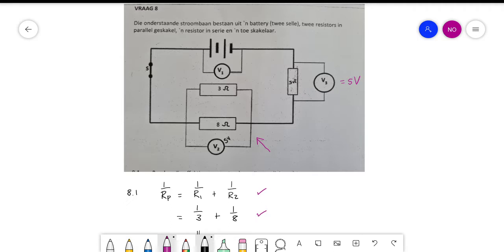Remember, the total current flowing through those two parallel resistors will be equal to the total current flowing here. The current divides inside those parallel components, but the total current flowing through is the same as the current flowing through the 5 ohm resistor.